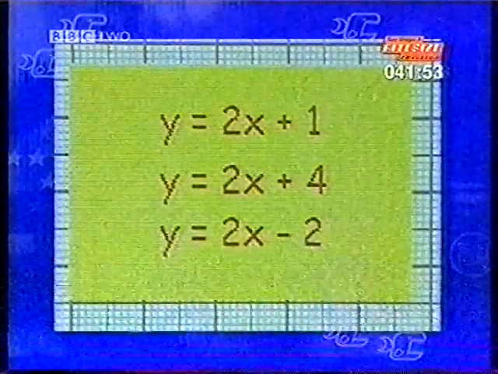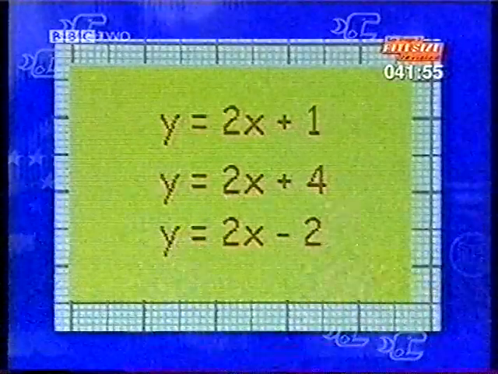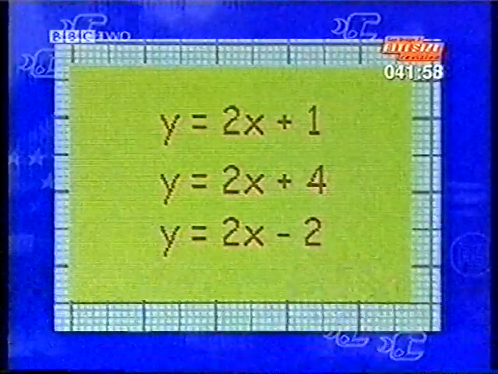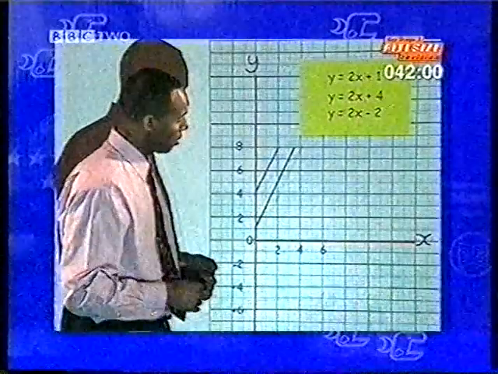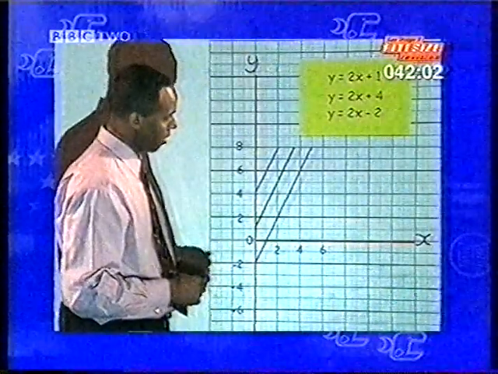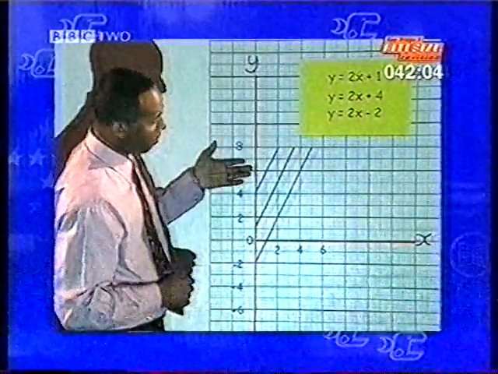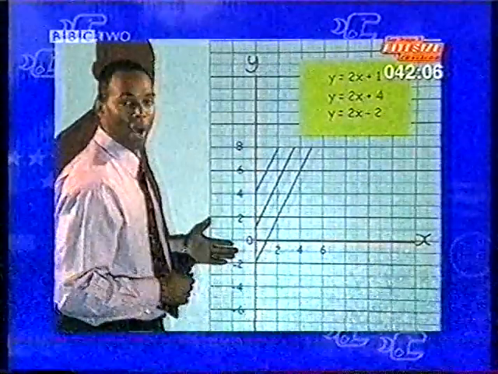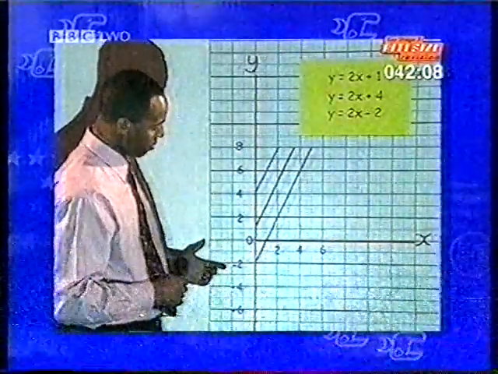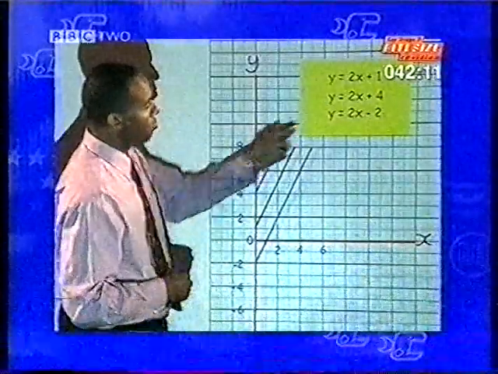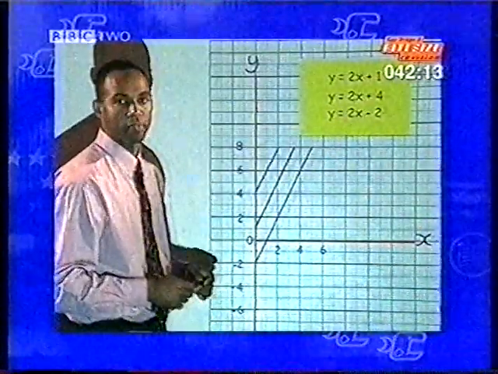Right, the last equation we'll look at is y equals 2x minus 2. And if we draw this equation, it will look like this. And here again, it's parallel to the first two, and the intersection with the y-axis is at minus 2. And that corresponds to minus 2 in the equation.